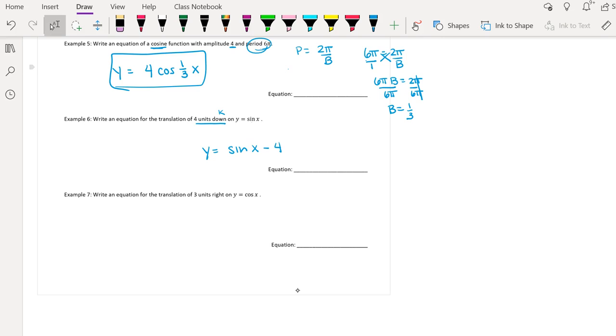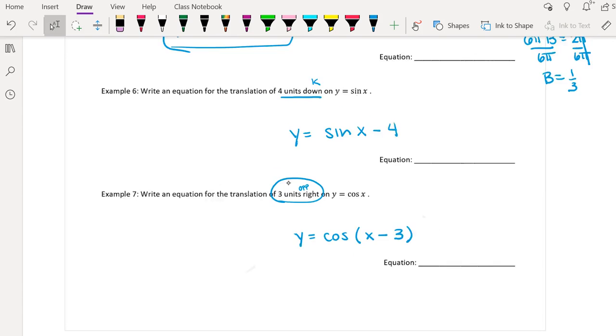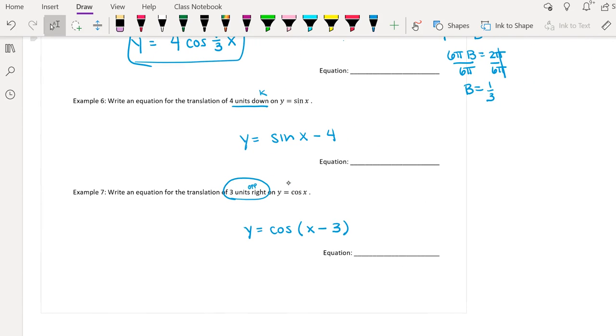All right, last one. Write the equation for a translation of 3 units right. Remember, right is opposite, so we want to use the opposite sign. So if I take y equals cosine of, because it's to the right, I'm going to go minus 3 in parentheses, and there's no other function rules. So this would be my final answer. Okay, so that's just how we can use translations, or transformations, I should say, to rewrite functions given a verbal.